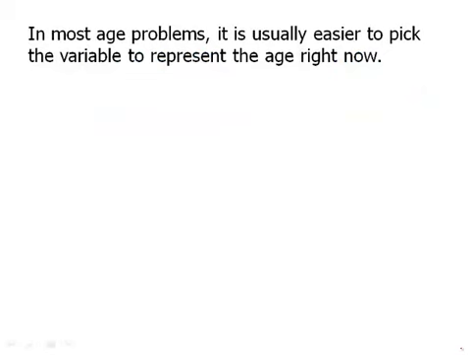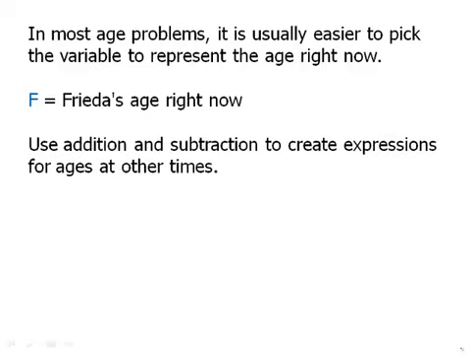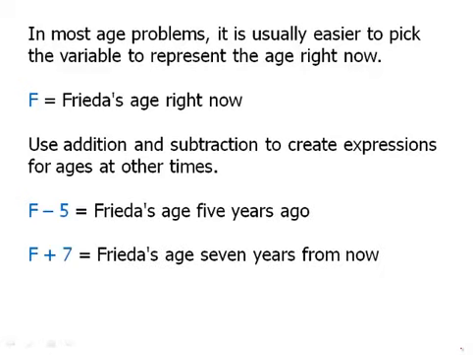In most age problems, it usually makes sense to pick the variables to represent the age right now. Pick the age in the present moment. That usually is the best strategy. So for example, it's not that F is going to equal Frida's age. F is going to equal Frida's age right now. And then we use addition or subtraction to create expressions for ages at other times. So F minus 5 would be Frida's age 5 years ago. F plus 7 would be Frida's age 7 years from now. We can create other ages based on the age now.